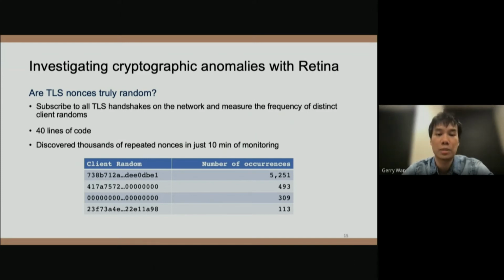A fundamental assumption is that the likelihood of observing repeat values should be exceptionally low, since these are randomly generated 32-byte values. But using Retina, we were able to write just 40 lines of code to subscribe to all TLS handshakes on the network, and then measure the frequency of distinct client randoms. This allowed us to discover thousands of repeated nonces in just 10 minutes of monitoring a 100 gig network, which hints that TLS nonces are probably not as random as we come to believe.